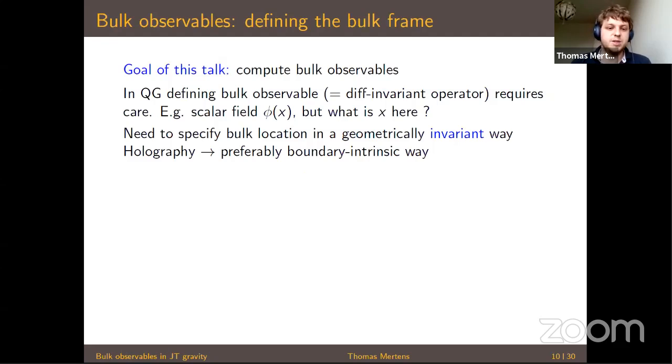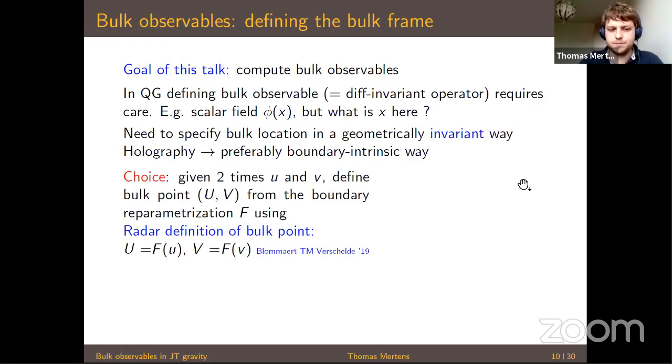For instance, when you do quantum field theory in curved space-time, you might consider a scalar field phi of x, but when you consider that operator in full quantum gravity, you actually have to specify what you mean by that label x. You have to define it in a geometrically invariant way. So the bulk location needs to be defined intrinsically or in an invariant way. And because we're doing holography, it's actually preferable to do this in a boundary intrinsic way. So we wish to anchor all of the information on bulk locations to our holographic boundary.